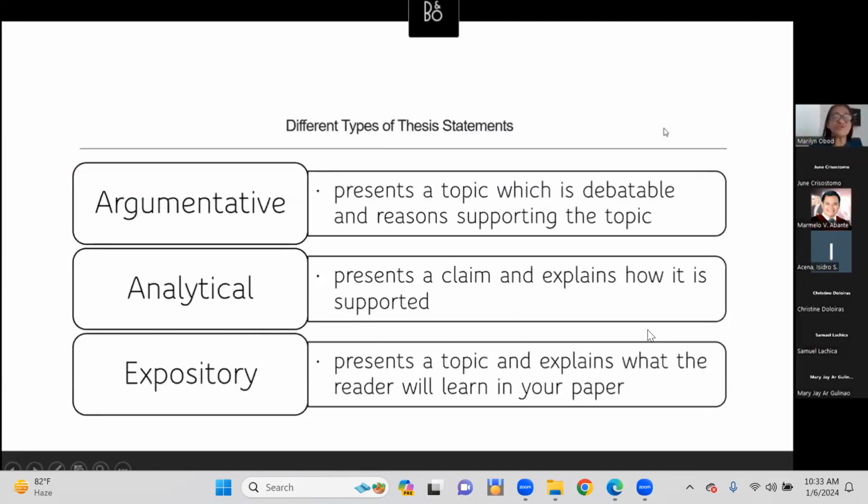Okay? So the thesis statement can be argumentative if you want to present a topic with debate and reasons supporting that topic. Analytical if you present a claim and explain how it is supported. And expository if you will present a topic and explain what the reader will learn in your paper. So that is what you can read about thesis statements.